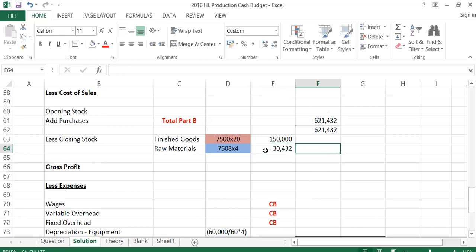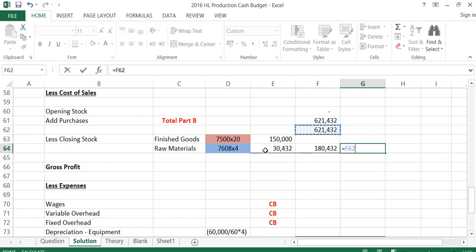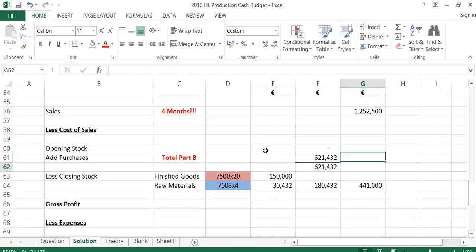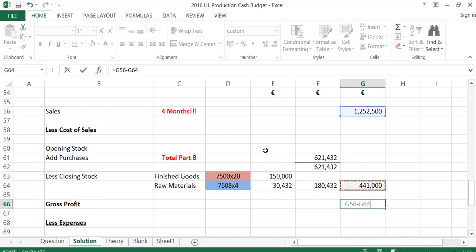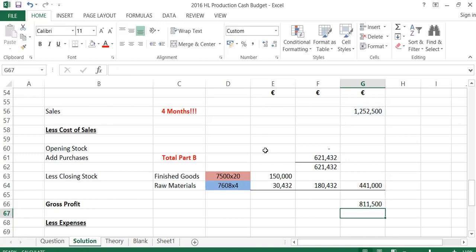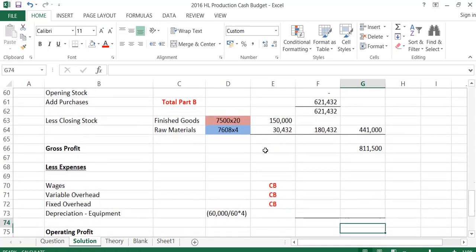So in total, my closing stock comes to 180,432, and 621,432 less the closing stock leaves me with my cost of sales, and my sales less my cost of sales will give me gross profit. So my gross profit is 811,500. Now I just have to take away my expenses.